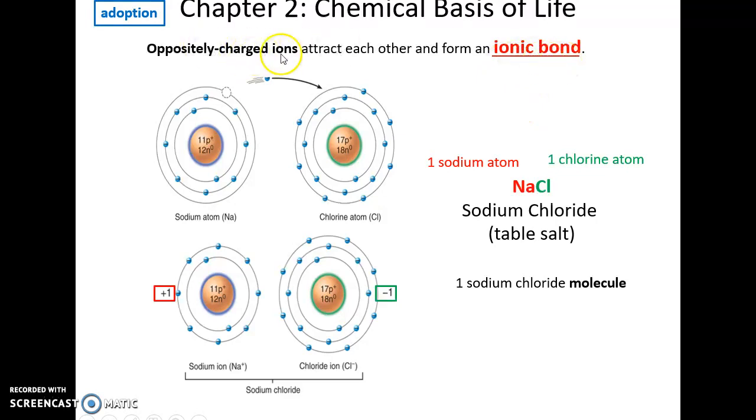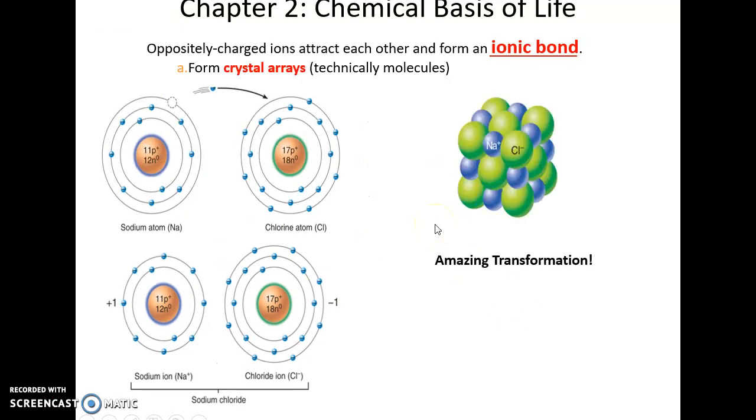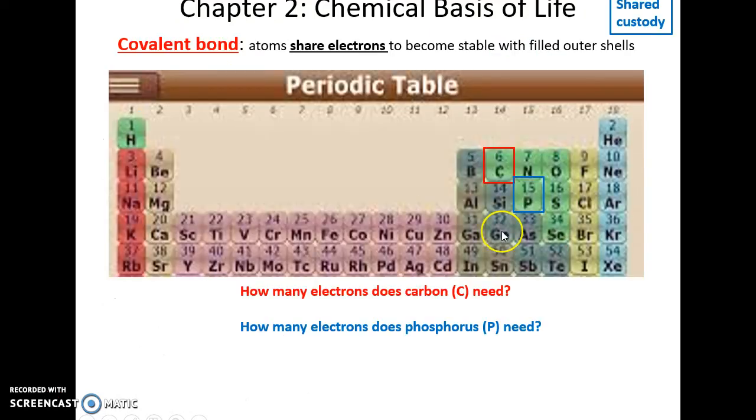Ionic bonding: oppositely charged ions attracted to each other and forming a bond. So one atom will give up an electron, the other atom will gain that electron. Sort of like adoption. One gives it up for adoption, the other collects it for adoption. In this case, with sodium and chloride, it gives us a positively charged sodium ion, a negatively charged chloride ion, and this forms sodium chloride, good old table salt. These can then form big crystalline structures, which are amazing to see.